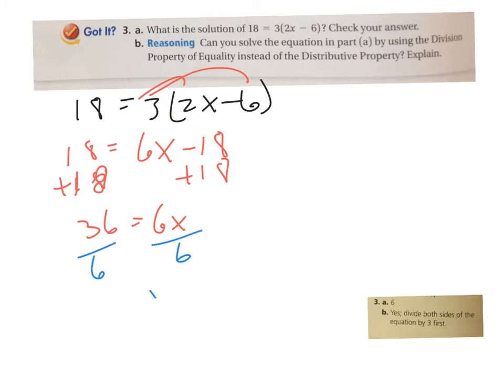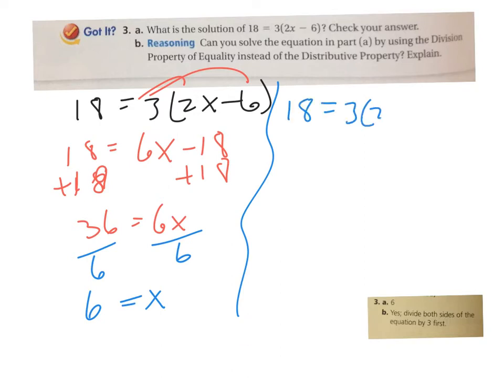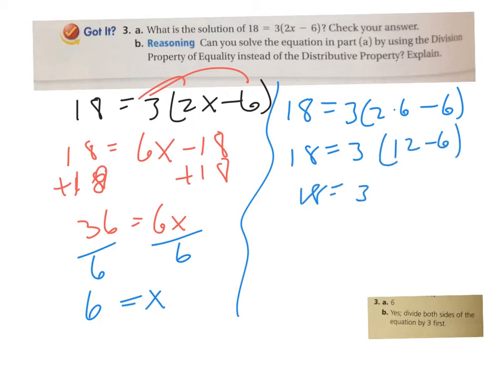Divide off that 6, and x is 6. And the question here, again, says to check in the original equation, so we have to do the check. So 18 equals 3 times 2 times 6 minus 6. So 18 equals 3 times, let's see, 2 times 6 is 12. So 12 minus 6, 18 equals 3 times 6, and that is indeed true. So our answer is correct.